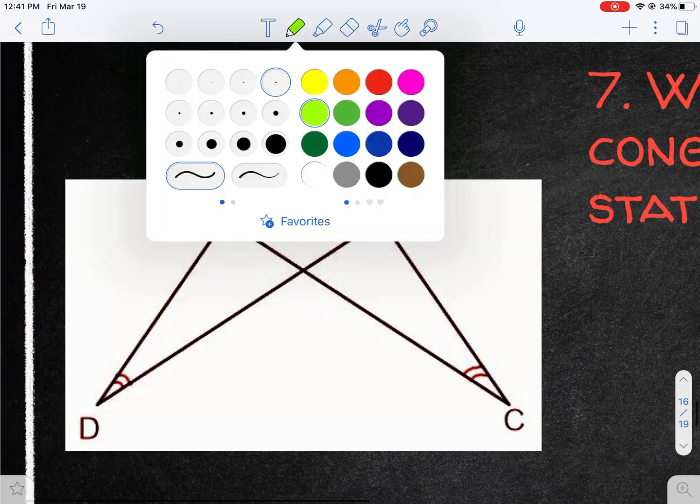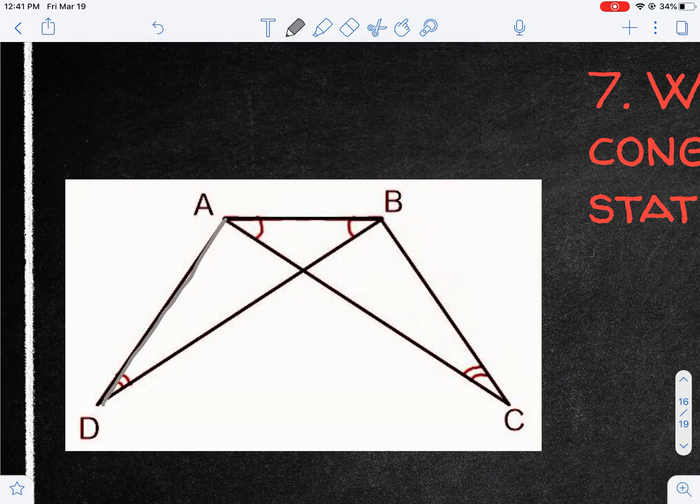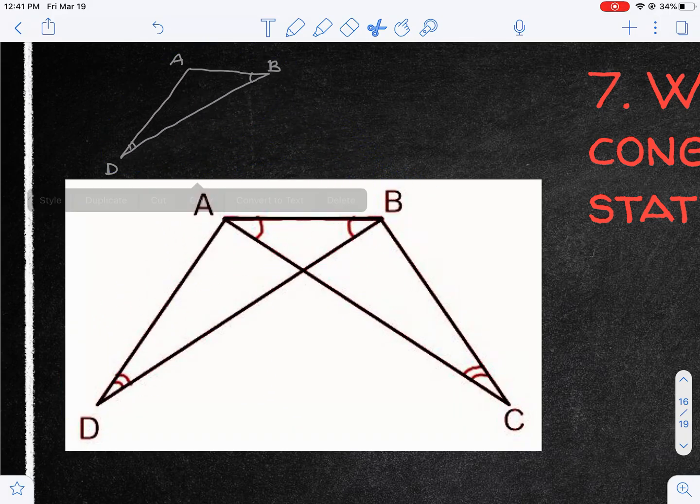I'm going to split this one apart again, just like I did before, because sometimes it's hard for kids to see which triangles we're talking about. So I've got A and B here, and D. And then I've got A, B, and C.